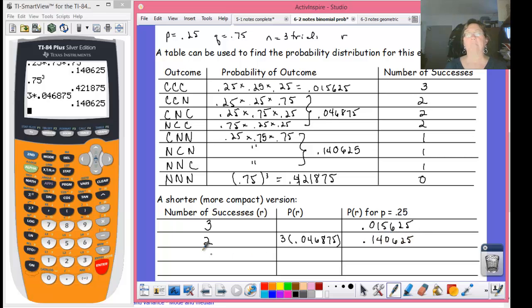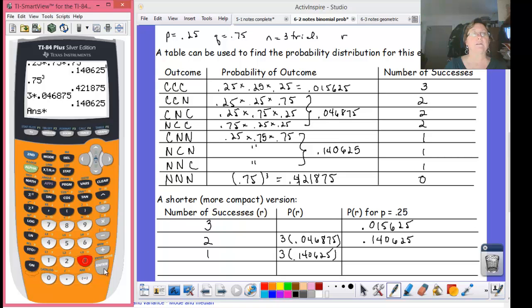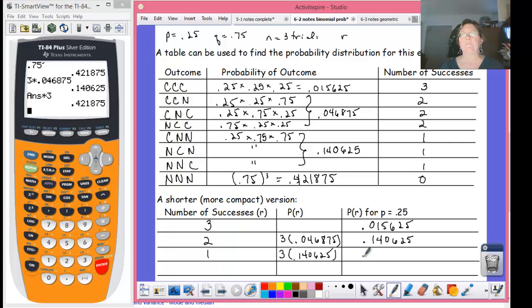0.140625. We could just have 1 success, and the probability of that happening was that 0.140625. Of course, we have 3 that are just like that, so we have to multiply that by 3. It just happens to be sitting there, so I'm going to go ahead and multiply by 3. 0.421875, and if I recall, that was the probability also of getting no right answers, 0.421875.